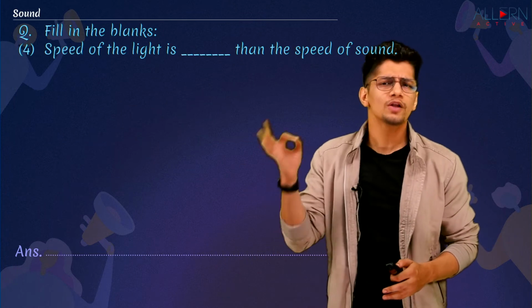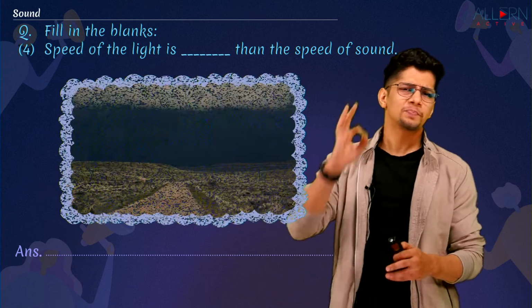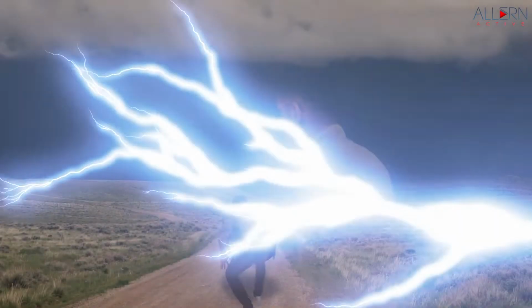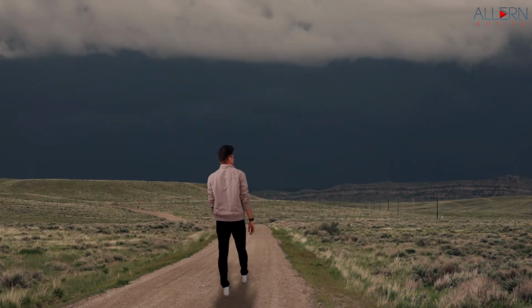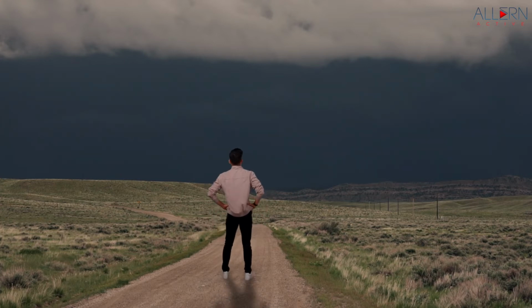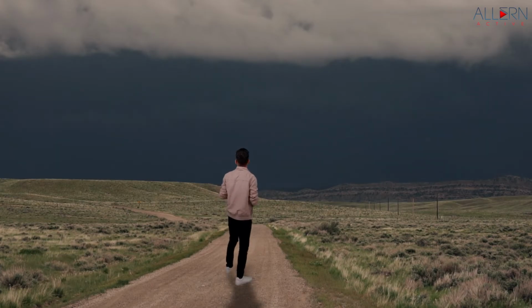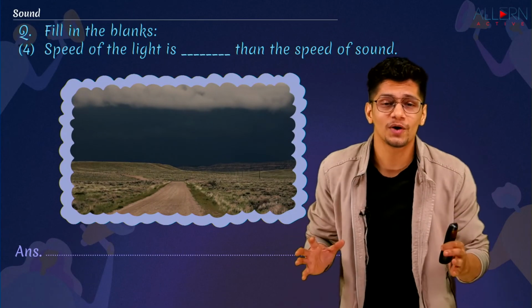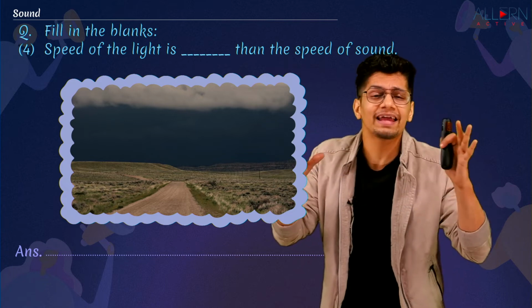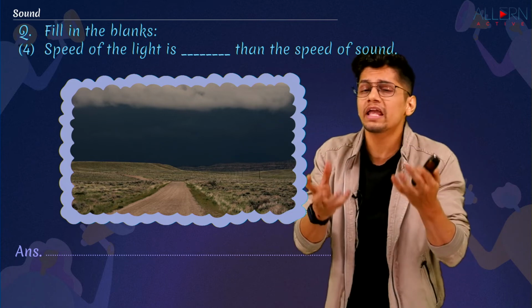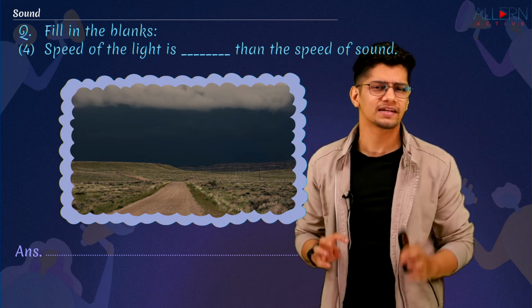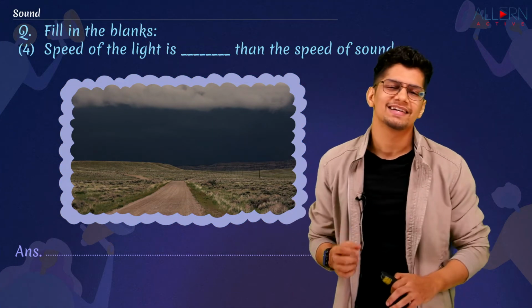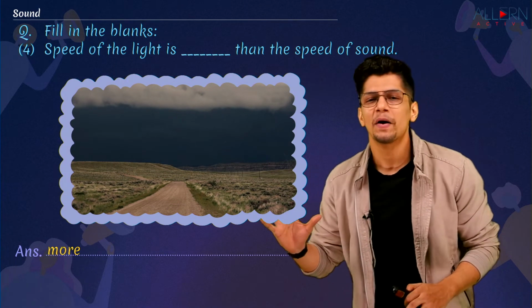Next question. Speed of the light is dash then the speed of sound. Let's go there and try to understand. You just saw that we were able to see the lightning first, and after some time we were able to hear the sound, hear the thunder, right? That means speed of the light is more than the speed of sound. So the answer over here is more.